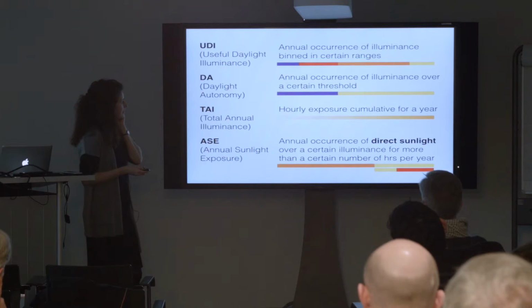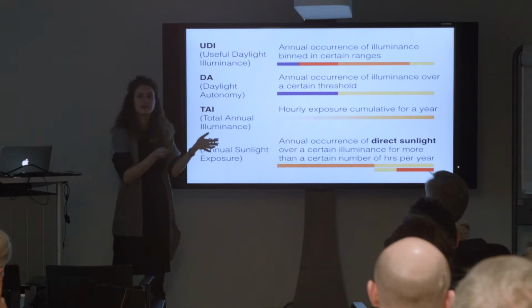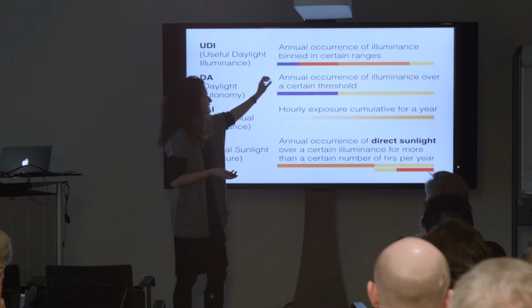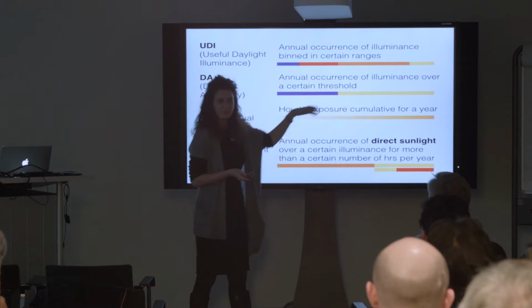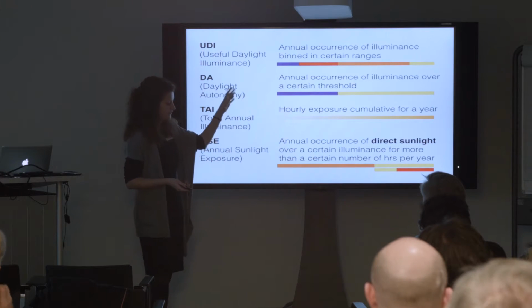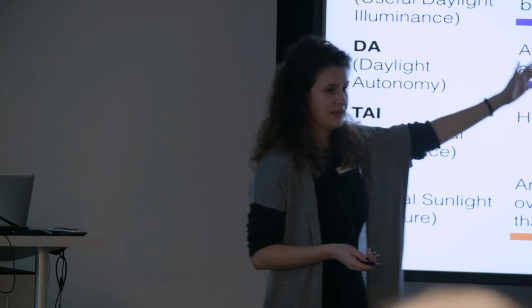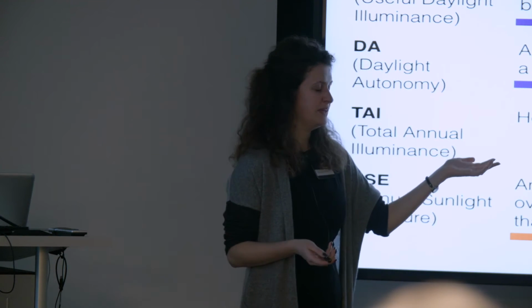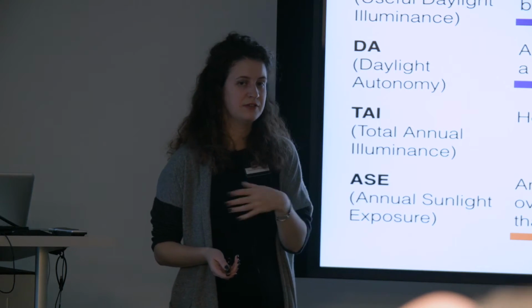Starting from the UDI, we can define it as the annual occurrence of illuminance being in certain ranges. The ranges can be whatever we want, basically. We could even describe it as too low, not quite enough, good, and too much. So depending on your need, on your type of building, on your task or requirement, you can set some ranges and see which part of the year falls into those. Same thing for the daylight autonomy. You set a threshold and see which part of the year you are over that threshold as an illuminance value in your room. The total annual illuminance is a cumulative value, so you just sum up all the values in a year.